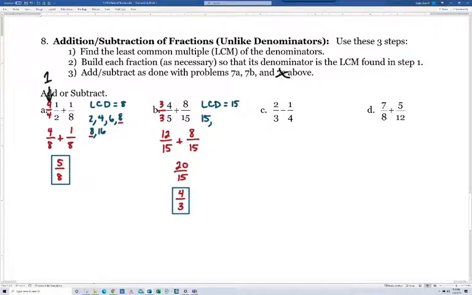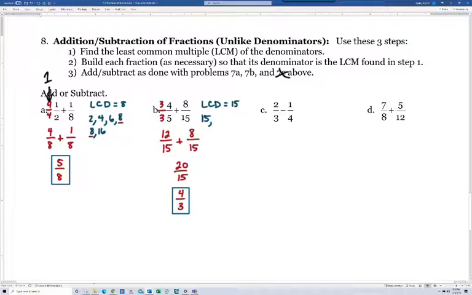And again, I would remind you, you should be able to put these into your calculator and get the same answer as well. But again, I'm preaching balance here. I think it's always a good thing to understand where your answers come from and what you're doing.